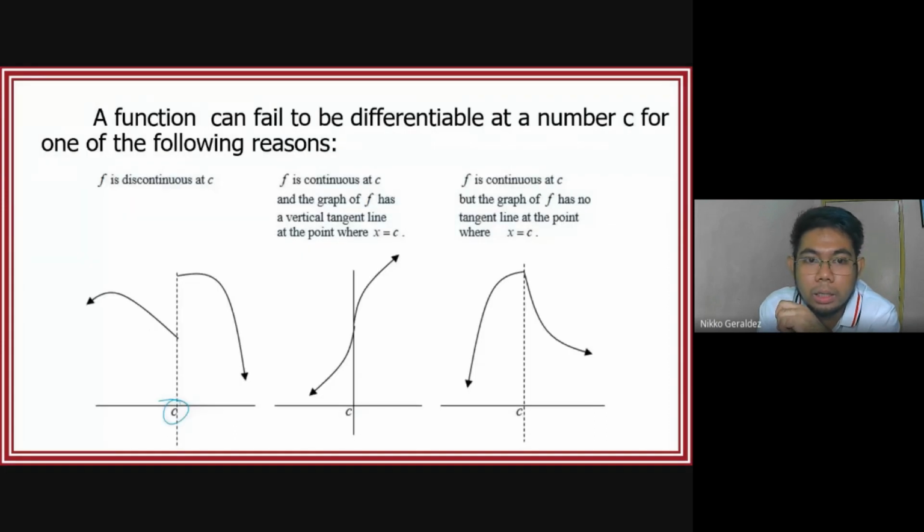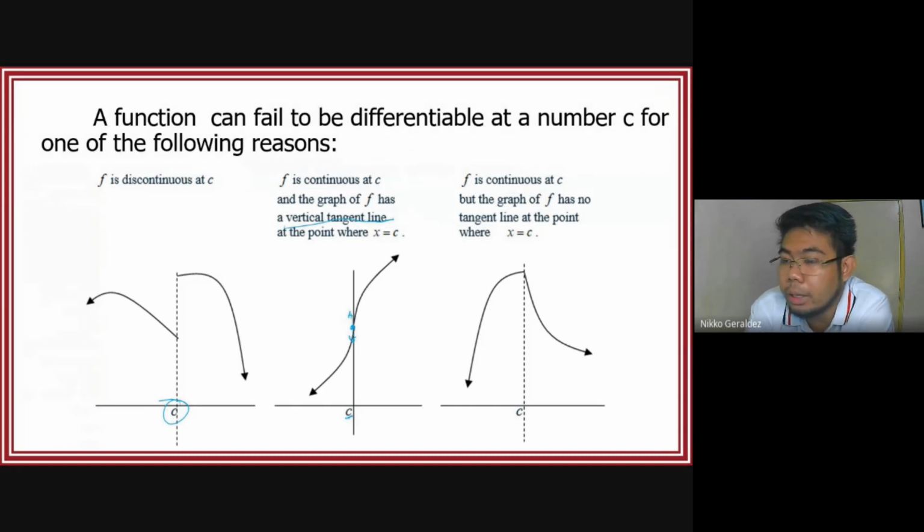Case 2: f is continuous at c, and the graph of f has a vertical tangent at the point where x is equal to c. This is a continuous function. This is what I was saying in the definition: just because it is continuous doesn't mean it is differentiable. This is continuous, but it is not differentiable at c. Why? Because it has a vertical tangent line.